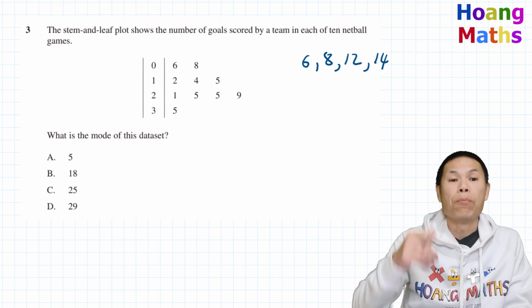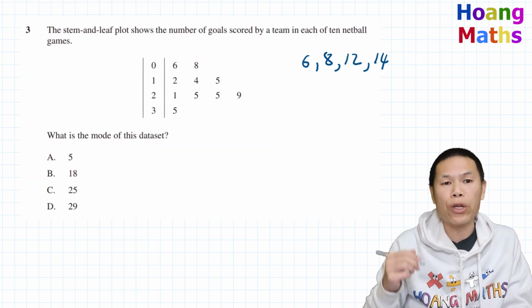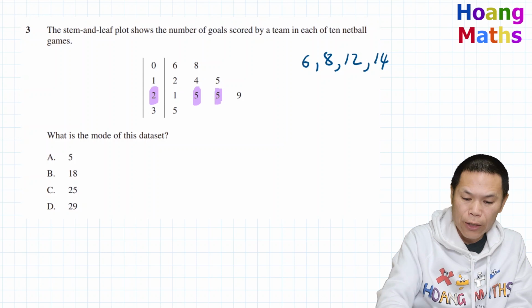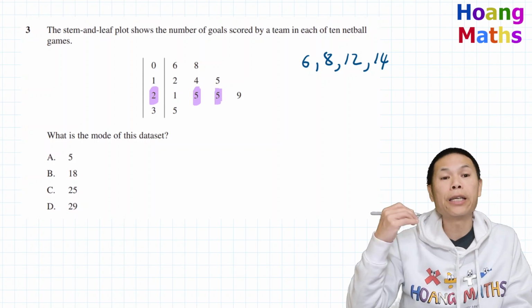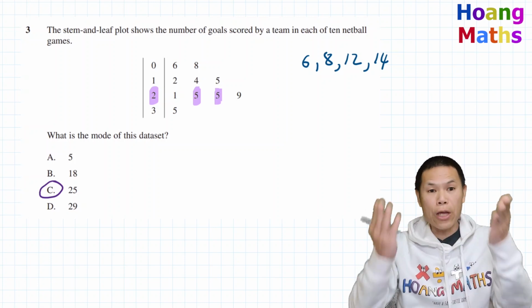So therefore, the mode is the number that frequently comes out, or the most frequent if you like. So therefore, we can see here, this is 5, 5, read as 25. So we have 25 as the mode. So therefore, the answer should be C. So there you go.